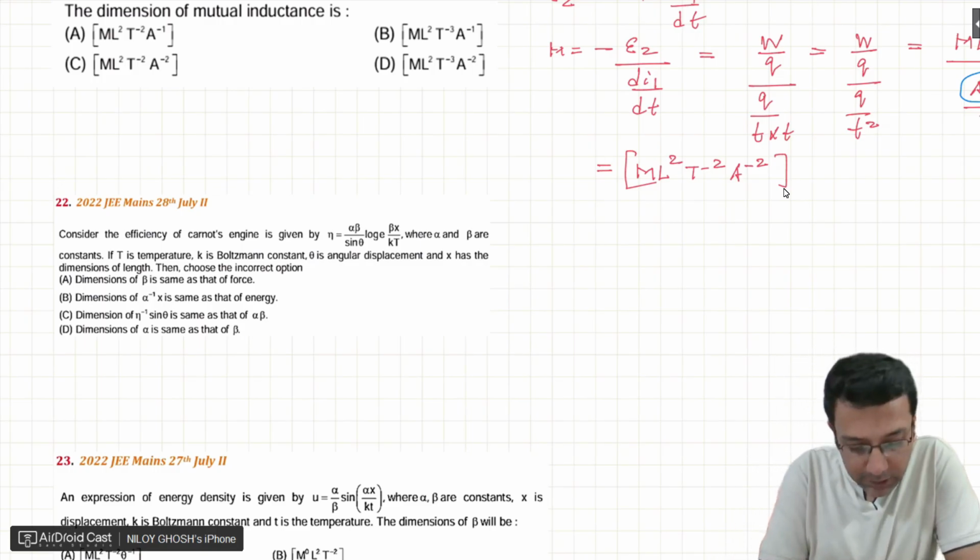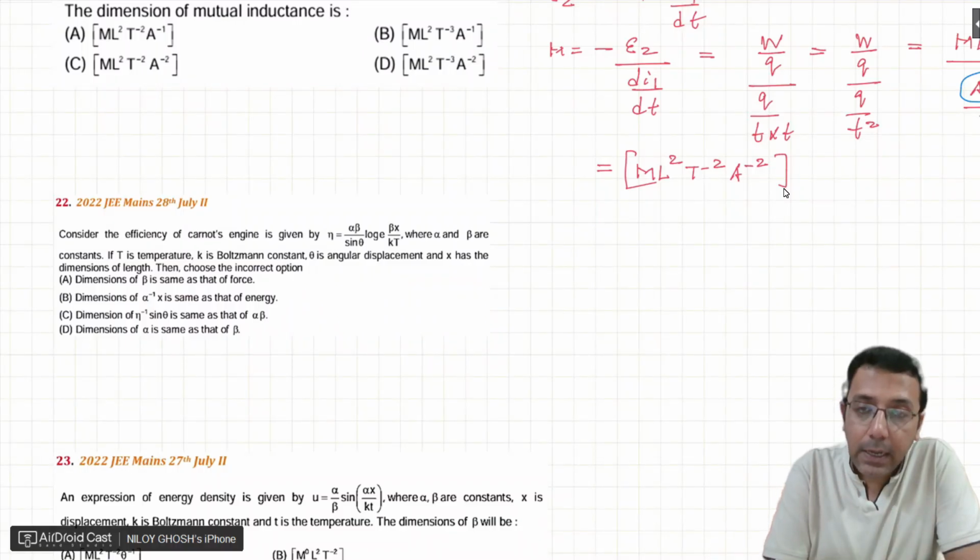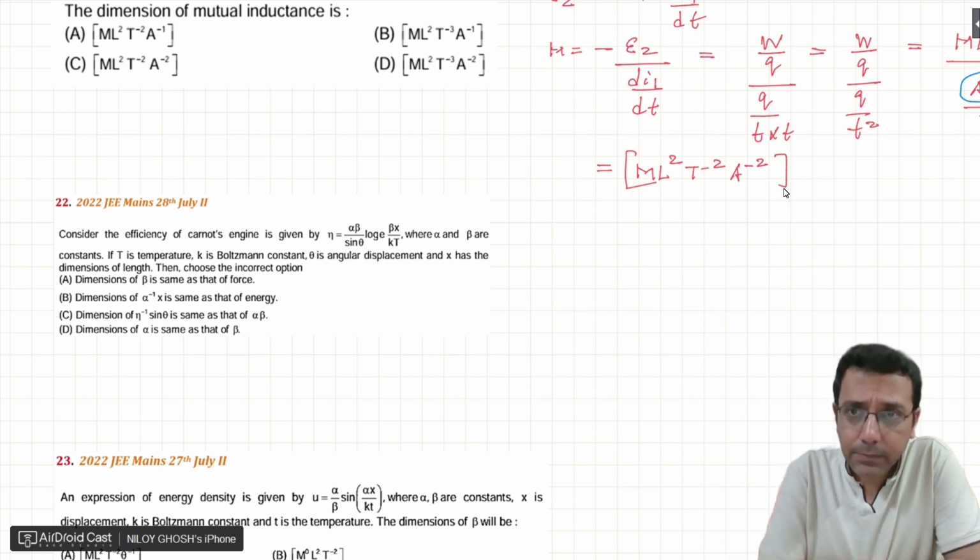Okay. Question number 22. Consider the efficiency of a Carnot engine given by eta, that is efficiency, and a big term is there. Here also one logarithmic term is there. Naturally, that will be dimensionless. In the denominator, that is sine theta. Sine theta is also the ratio of the sides of a triangle. So that is also dimensionless. Okay. Efficiency is dimensionless.